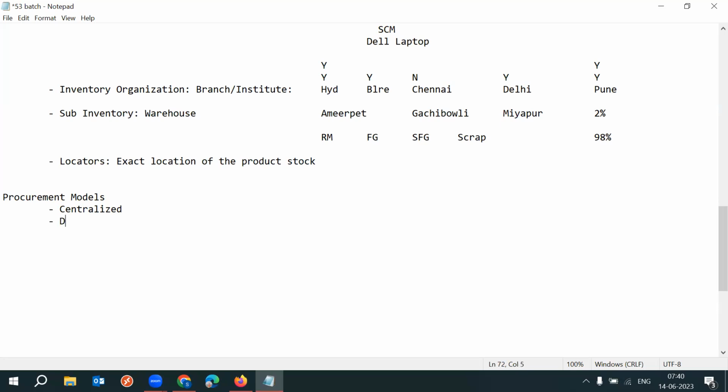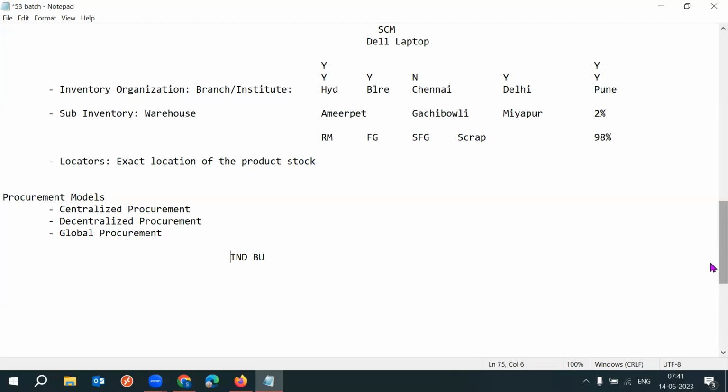Centralized, decentralized, global procurement. So these 3 procurement models we can achieve. What is meant by centralized procurement? You have a business unit in India BU.